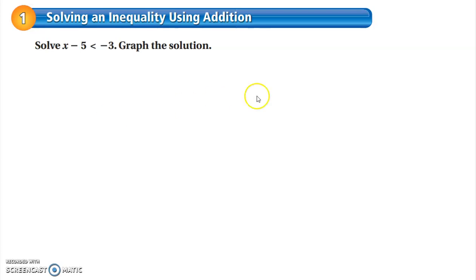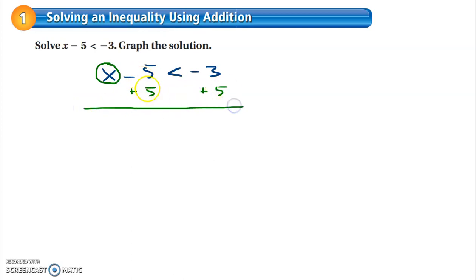All right, solving an inequality using addition works exactly the same way that you would to solve an equation. So if we have x minus 5 is less than negative 3, in order to solve this, we want to get the x by itself, add 5 to each side. Make sure you're writing plus 5 underneath there so we remember we can see what we're doing. X is less than 2. Negative 3 plus 5 is the same as 5 minus 3.